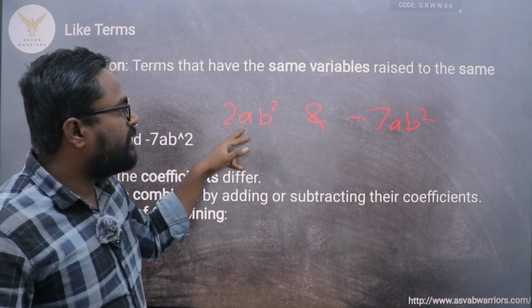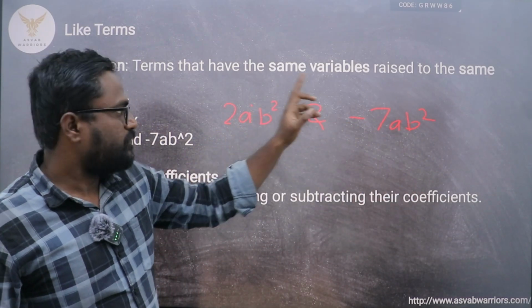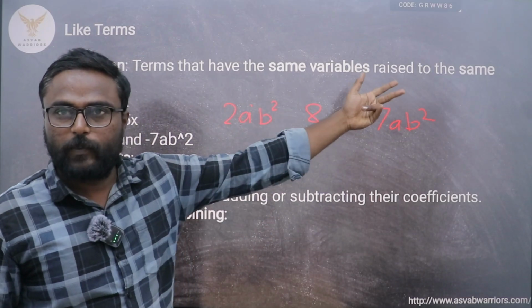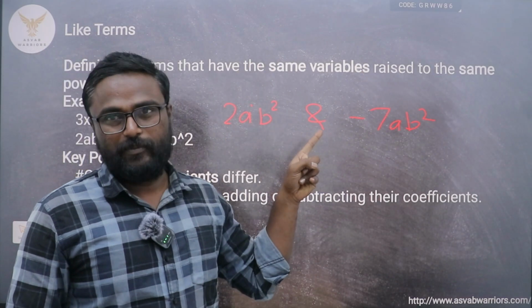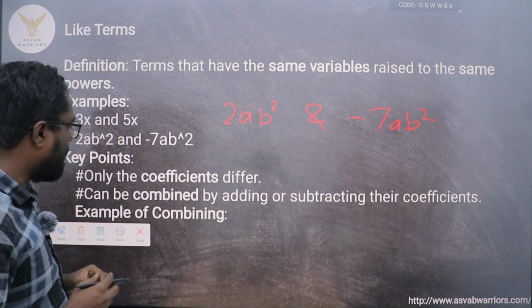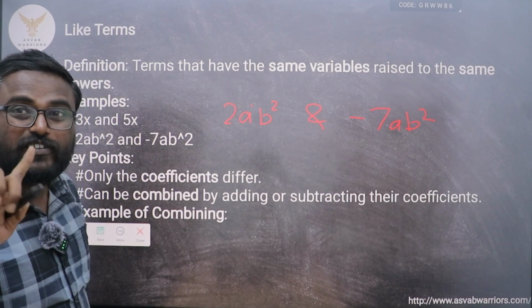Okay, so a is there, a to the power 1, a to the power 1, yes. B square means b to the power 2, b to the power 2, yes. So we can say these two are like terms. Now what can happen? The key points that you need to remember while you are adding or subtracting.